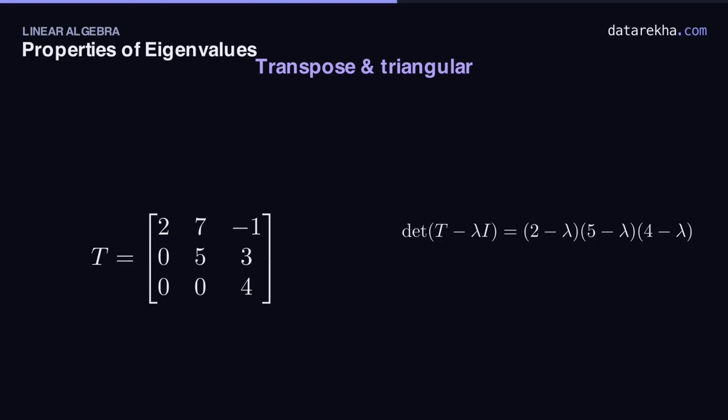The determinant of a triangular matrix is simply the product of its diagonal. So it factors on sight. Set it to 0, and the eigenvalues are handed to you: 2, 5, and 4. The diagonal entries themselves. No polynomial to solve. The same holds for any triangular matrix, upper or lower.